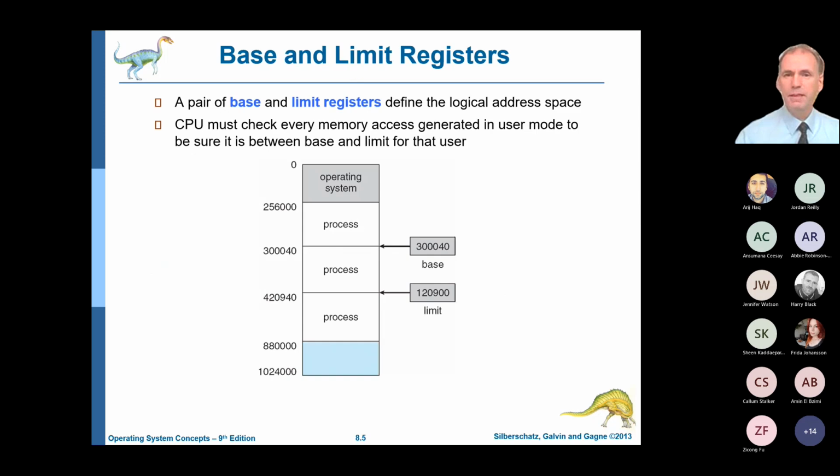The fancy name is base and limit. So every process that you bring into your memory has a base and a limit register, commonly. There are other ways of doing it, but that's a common approach. That simply says, okay, Word, you start at memory location 120900.